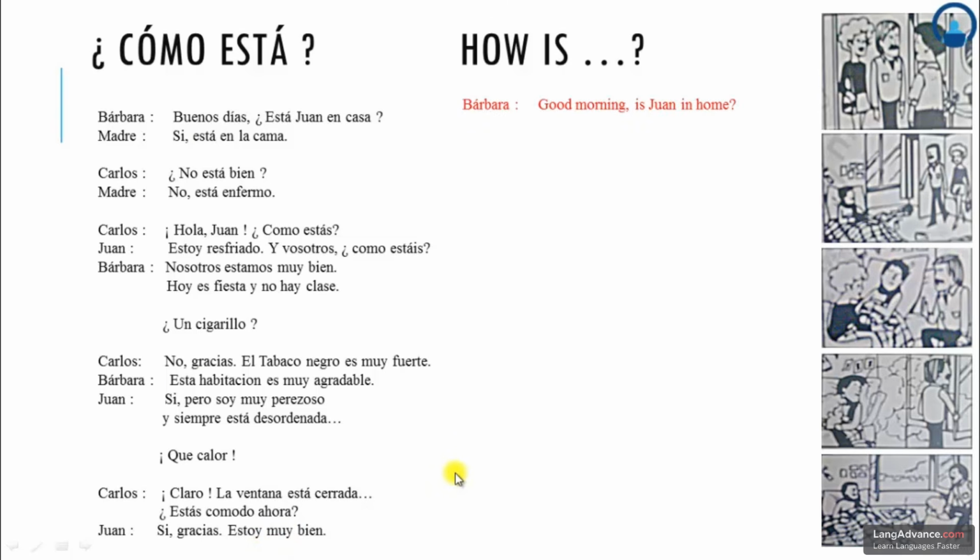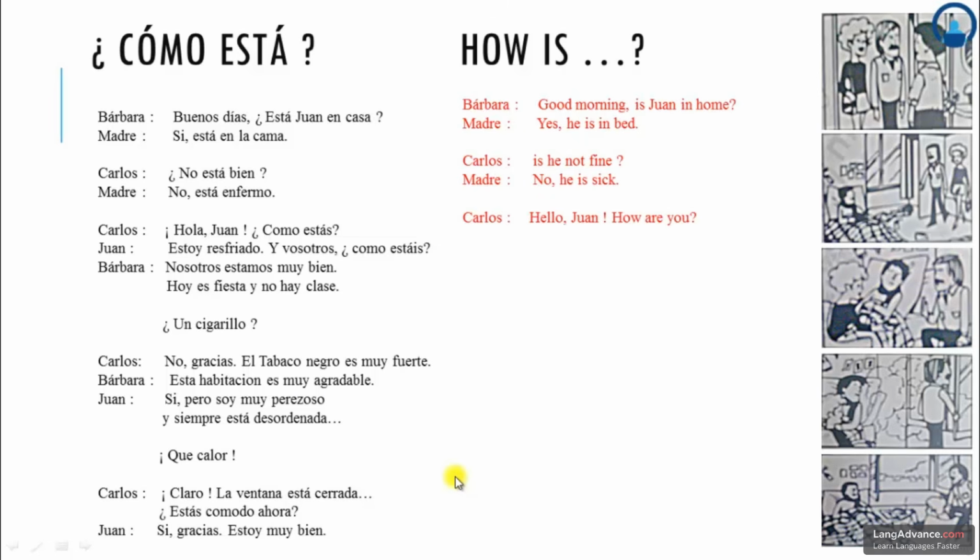Now let's try to translate this into English. The first statement. Buenos días. ¿Está Juan en casa? Good morning. Is Juan at home? Sí, está en la cama. Yes, he is in bed. ¿No está bien? Is he not fine? No, he is sick. No, está enfermo.